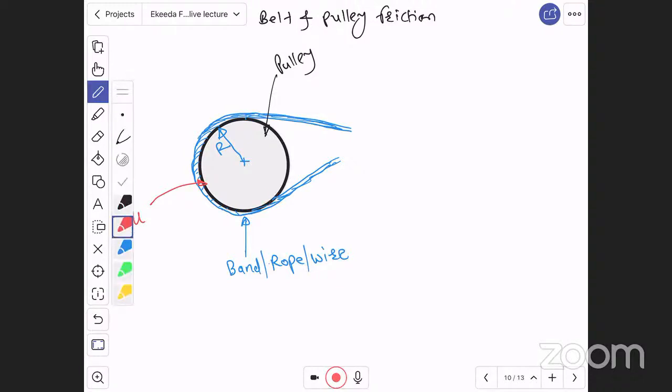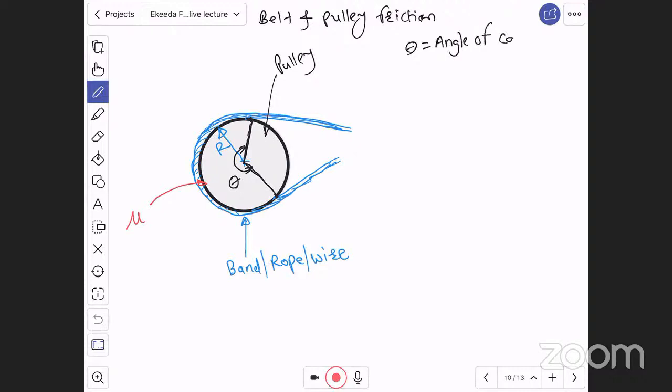Now let us say the contacting angle. From this point until this point, there is contact between the band, rope or wire and the pulley. Let us say this contacting angle is theta. Now theta is called the angle of contact between band and pulley, or rope and pulley.